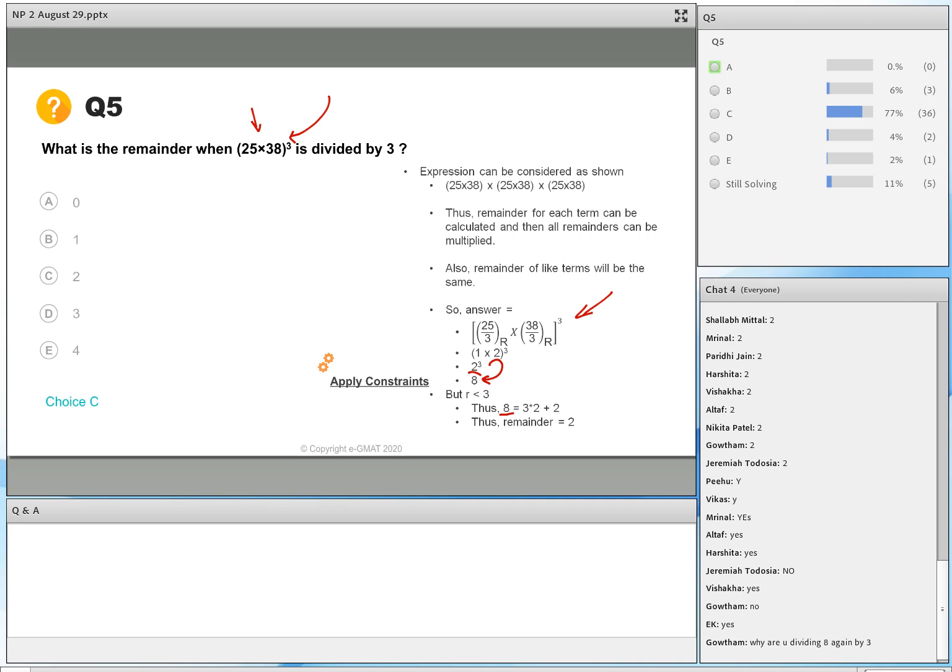Why are we dividing 8 by 3 again? Because can 8 be the remainder, Gautam, if I have the divisor to be equal to 3? Can you get a remainder of 7 when I divide 10 by 3? Is it at any point in time possible?